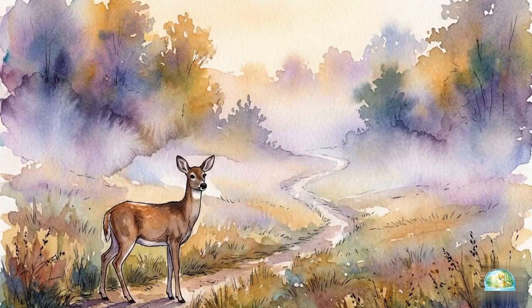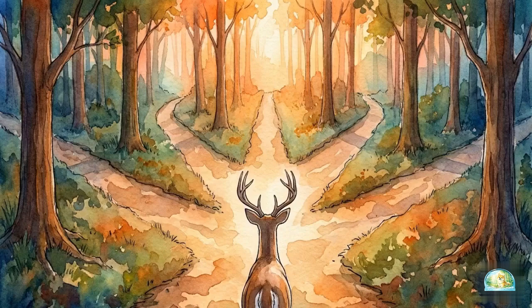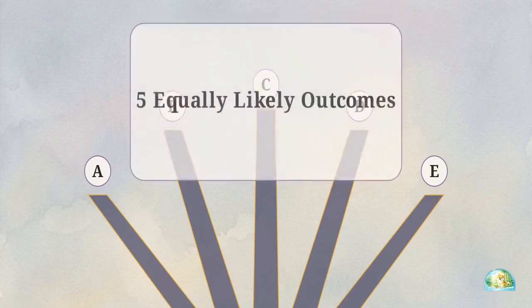Now let's look at a completely fair system. A deer arrives at a fork where the trail splits into 5 equal paths, labeled A, B, C, D, and E. What is the probability model for the deer choosing one path? As this geometric overlay highlights, our baseline state contains exactly 5 distinct paths. Because they are identical in width and distance, there are 5 equally likely outcomes.